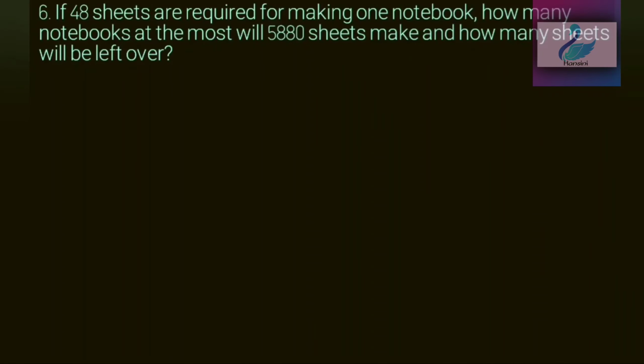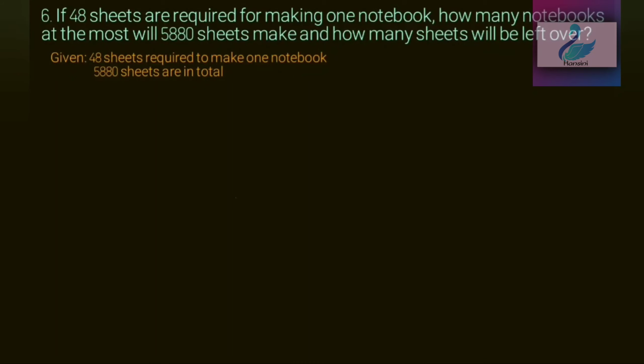Let's solve sum number 6. If 48 sheets are required for making one notebook, how many notebooks at the most will 5880 sheets make, and how many sheets will be left over? So here the given is 48 sheets required to make one notebook, and 5880 sheets are in total. To find the number of notebooks made from 5880 sheets and the number of sheets left.